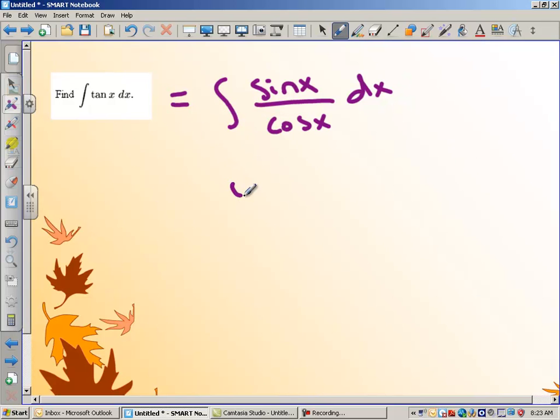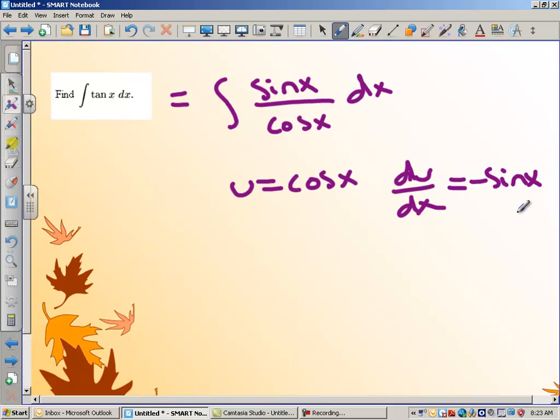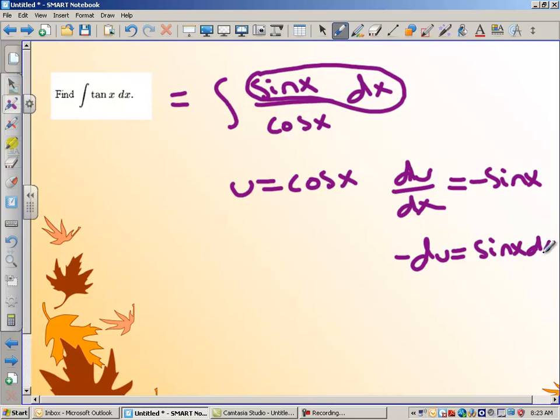If I let u be cosine x, which is the bottom function, then du dx is equal to negative sine of x. What I have left to substitute for is sine x dx. You can see now again why we spent so much time with u substitution, because it's not going away. So I'm going to solve this equation for sine x dx. So I'll get negative du is equal to sine x dx.